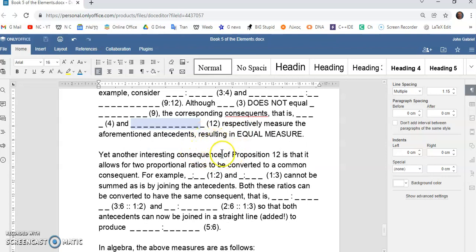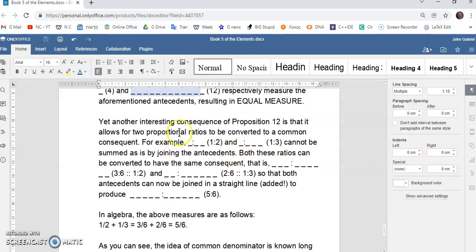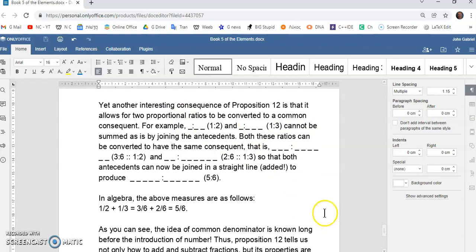By a similar argument, we can have subtraction. So another interesting consequence of proposition 12 is that it allows for two proportional ratios to be converted to a common consequent.